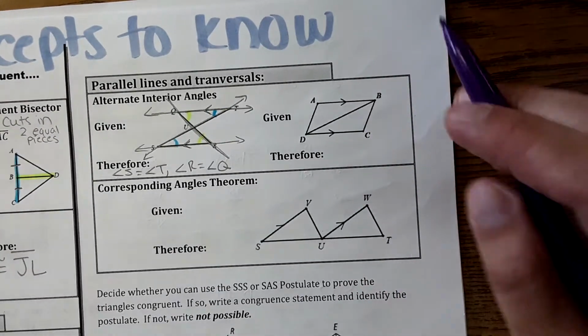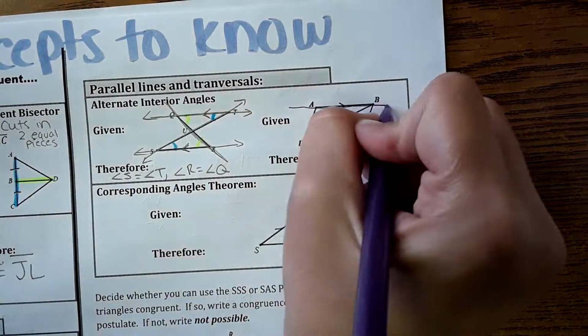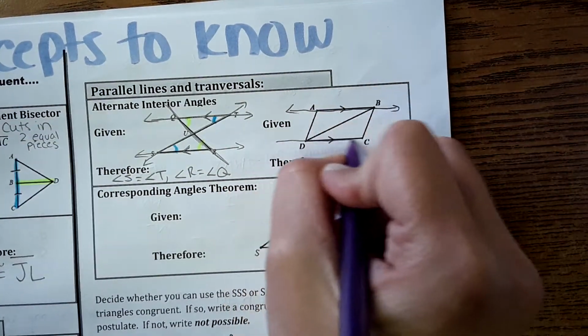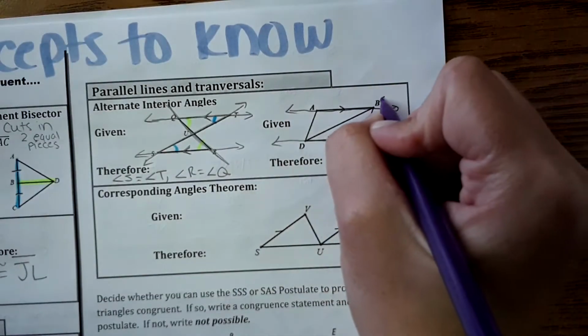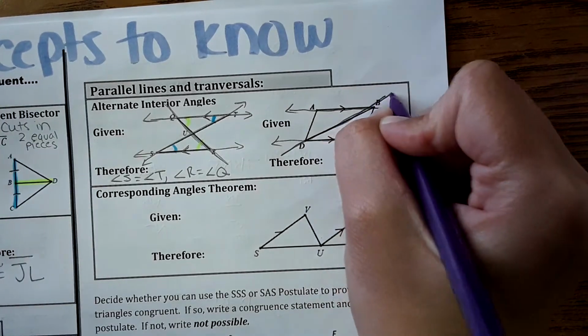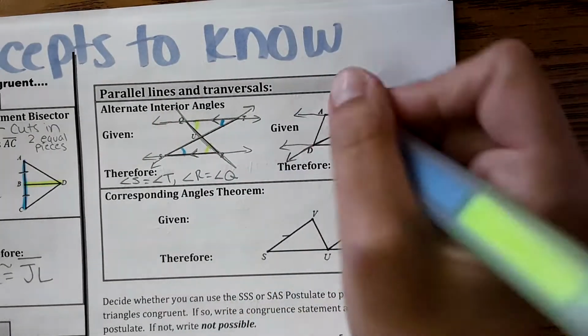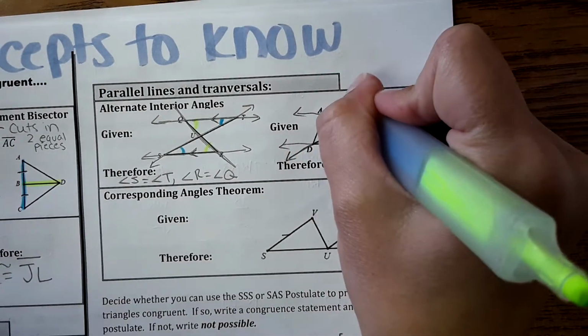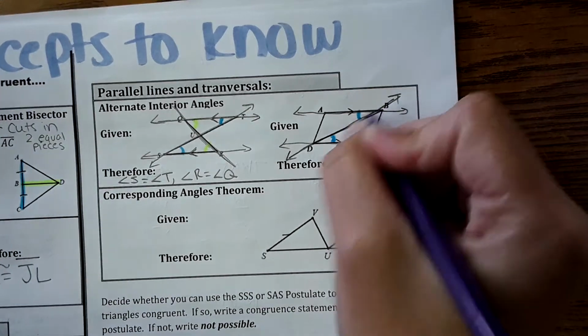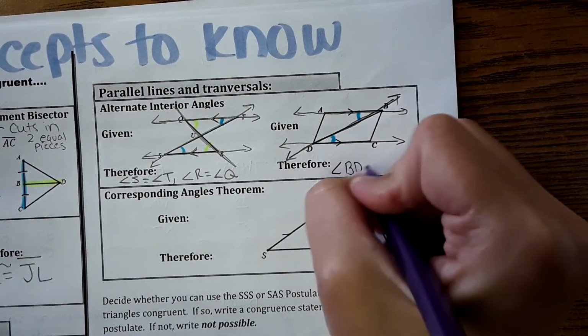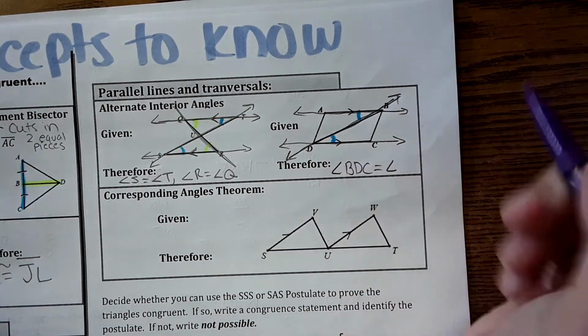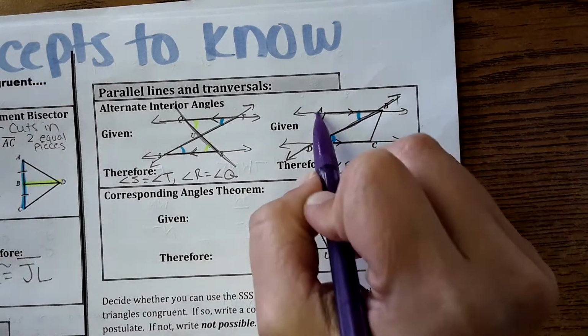And then this example, similar. We have a parallel line right here, another parallel line. This would be our transversal. And alternate interior angles are congruent. So this angle would be equal to this one. We can say angle BDC is equal to angle ABD.